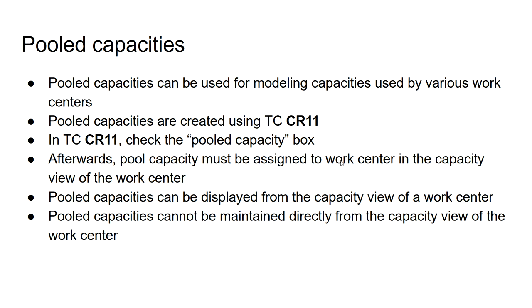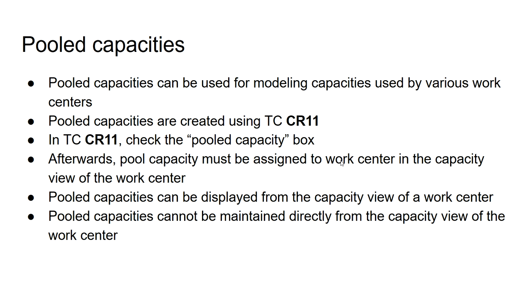And it is a pooled capacity, since it is used by not only one work center but by multiple work centers, and it cannot be used by various work centers at the same time. This would be an example where you have to create a capacity object in a separate transaction, and that transaction code would be CR11. Here you can create capacity objects, and there's a checkbox called pooled capacity. If you check that one, then SAP knows that you're modeling a pooled capacity. Once you create the pooled capacity, you can then assign it to a work center in the capacity view.